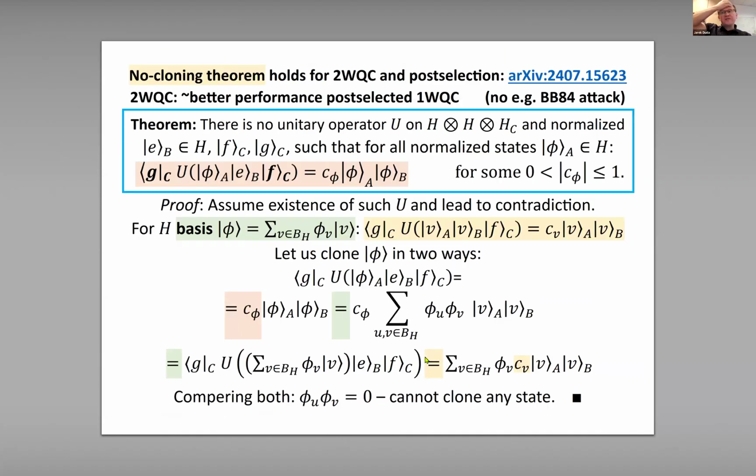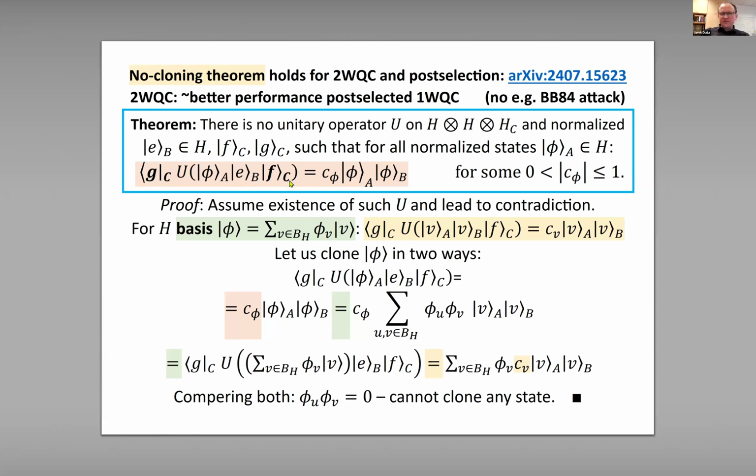Another question we can ask is, could we violate the no-cloning theorem with two-way quantum computers? But this is a very similar question to could we do it with post-selection? Because mathematically they are practically the same, but this is an improved version of post-selection, and we cannot. We have shown it in this article.